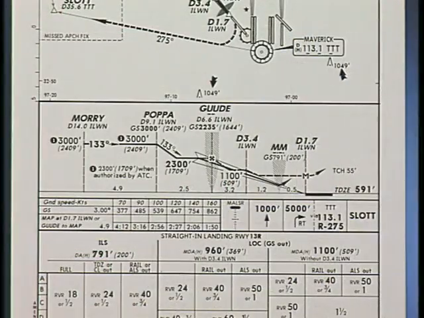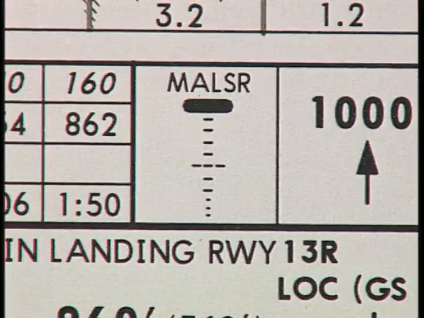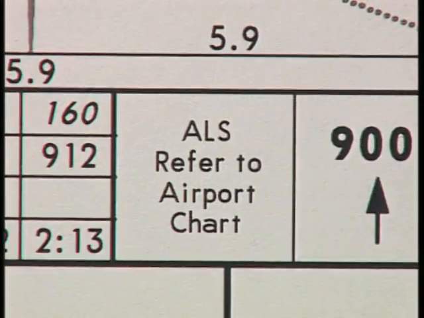To the right of the conversion table is the lighting box. The lighting box displays a symbol that represents the type of lighting installed for a straight-in landing runway. The symbols for each type of lighting are listed in the chart legend. When ALS is listed, the configuration of lighting is unknown.